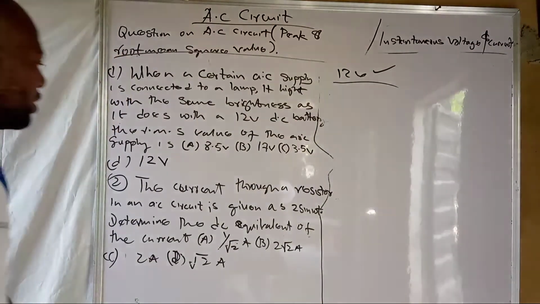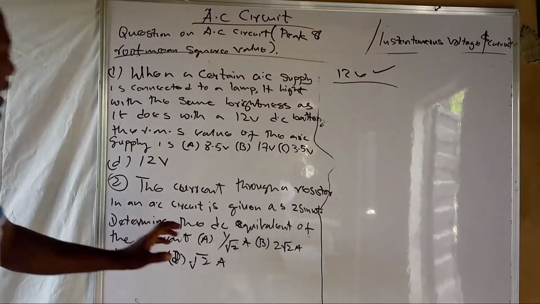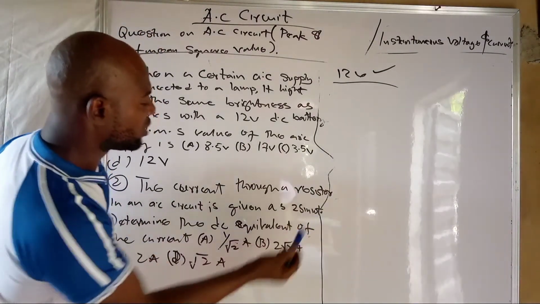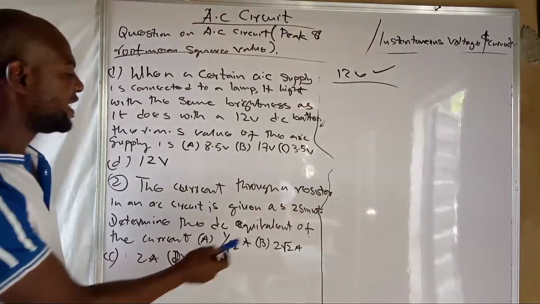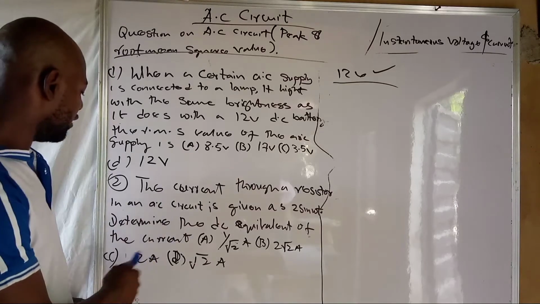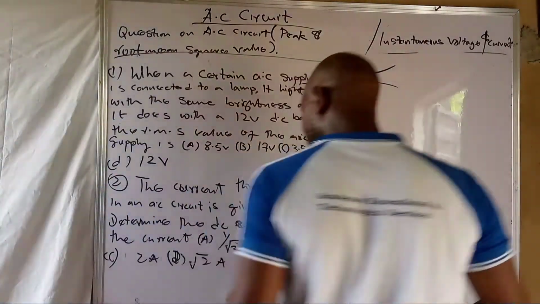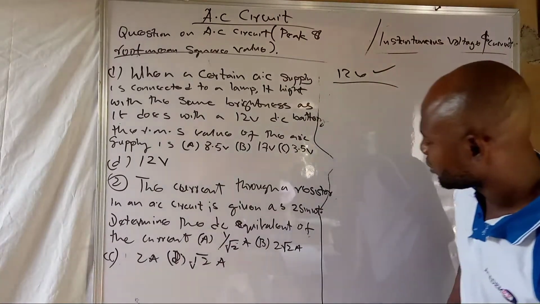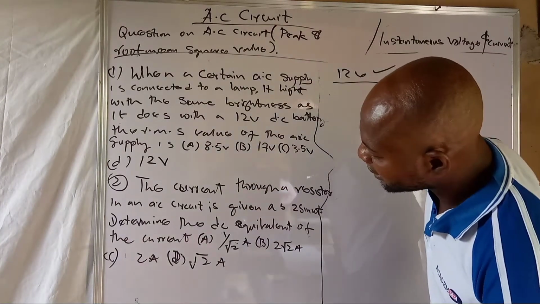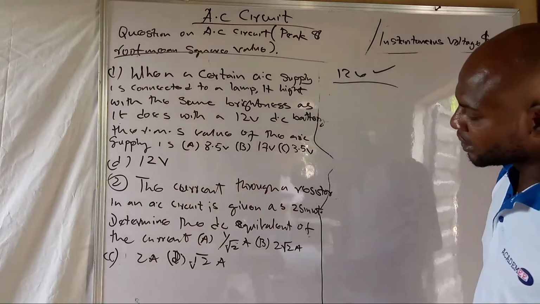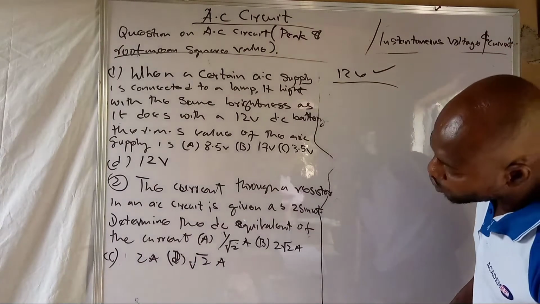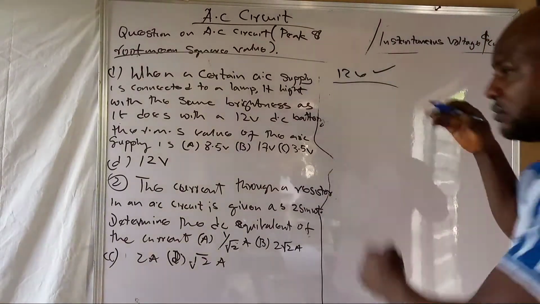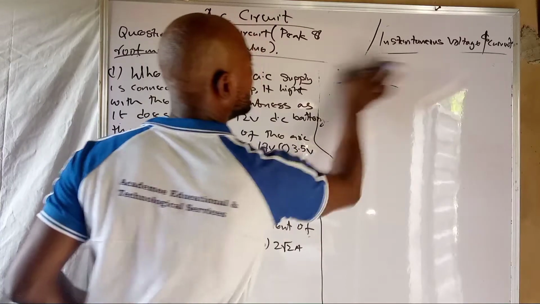Then question number 2. The current through a resistor in an AC circuit is given as 2 sine omega t. Determine the DC equivalent of the current. Option A is 1 over root 2. Option B, 2 root 2. Option C, 2 ampere. And option D is root 2 ampere. Option D is correct, but let us solve it to show how it is correct.